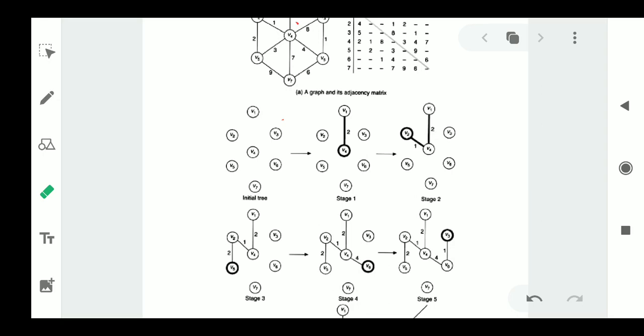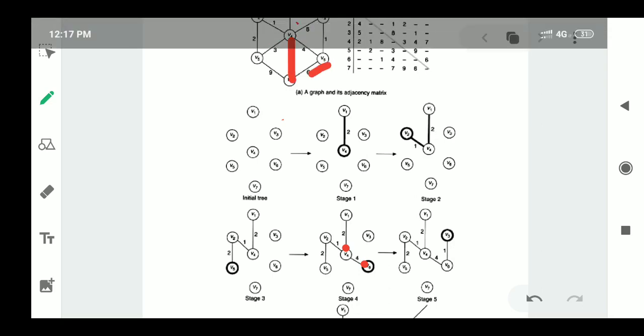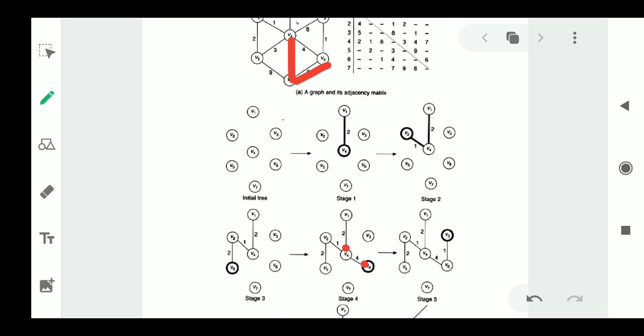Now we can connect V7 either with V4 or V6. If I connect with V4, the cost is 7. If I connect with V6, the cost is 6. Better we can connect that with V6. So the next step is we can connect this with V6.